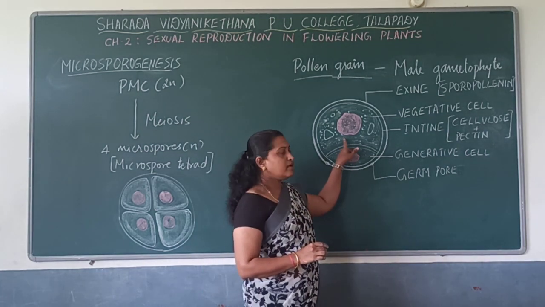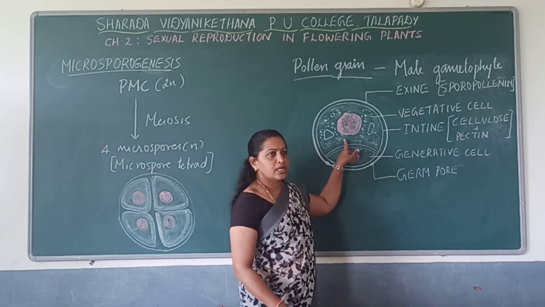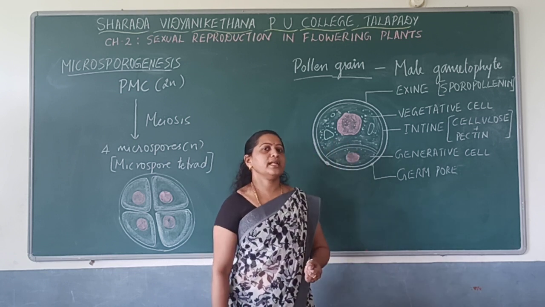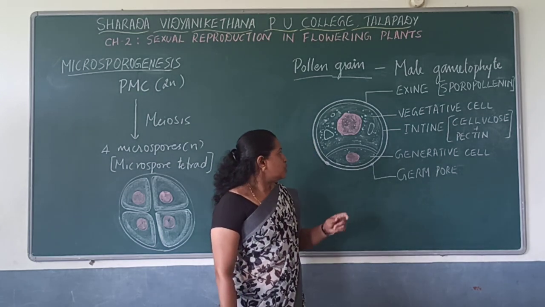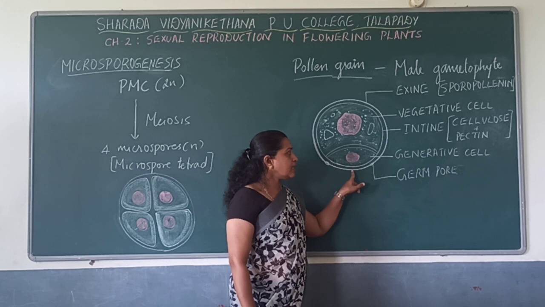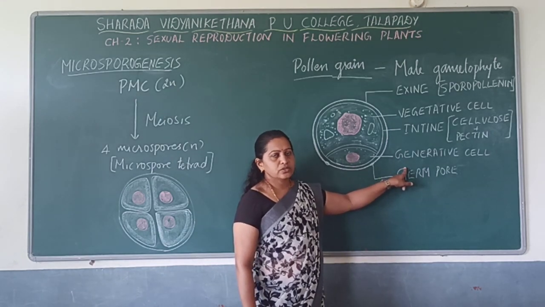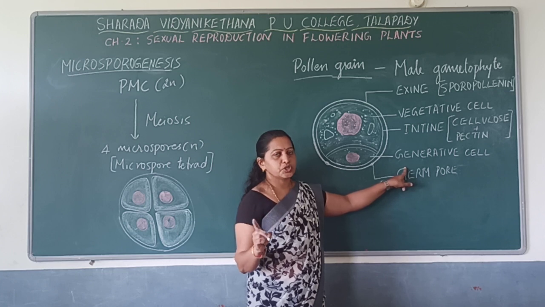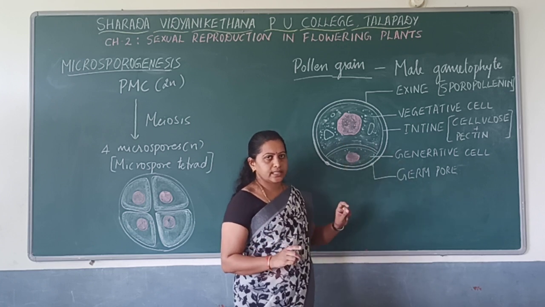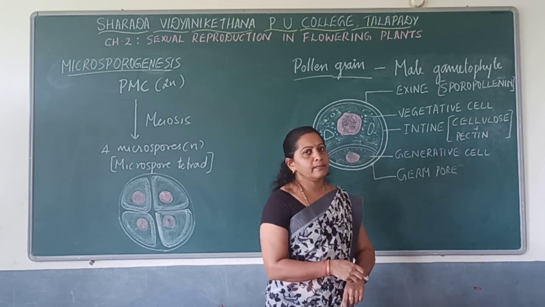That is a vegetative cell and two male gametes. Now let us see how these two male gametes are formed. So two male gametes are formed due to mitotic division of the generative cell. So in certain angiosperms, pollen grains are shed in a three-celled stage having a vegetative cell as well as two male gametes.